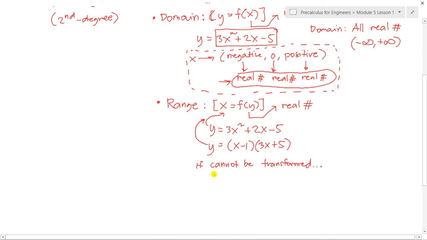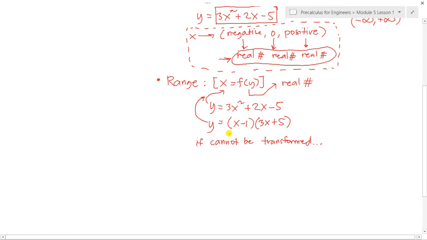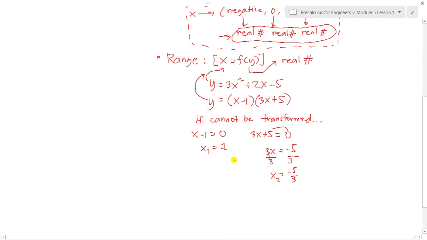The next step is you need to solve for the roots. We already factored, right? We have the first factor, x minus 1 equals 0. Our first factor gives a root. The first root is 1. The second root: 3x plus 5 equals 0. Transpose 5, so we have 3x is equal to negative 5, so x is equal to negative 5 over 3. This is our second root. So we now have the first root and the second root.